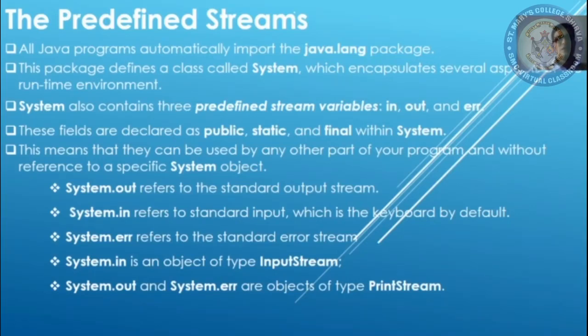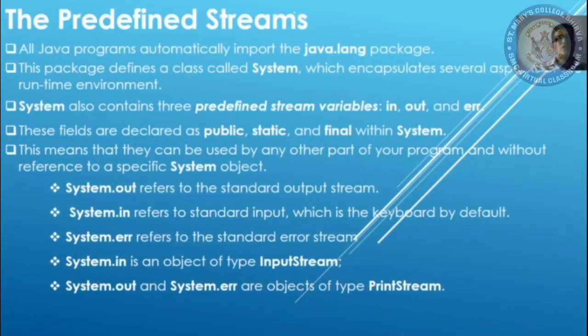Yes, let us see System.out. It refers to the standard output stream. So if you want to display any output, we are using this predefined stream. This predefined stream information is placed in the java.lang package. System.in refers to standard input, which is the keyboard by default. So by using this, you are reading the value from the keyboard. Okay. System.err refers to the standard error stream. So by using this, you are referring to the standard error stream.